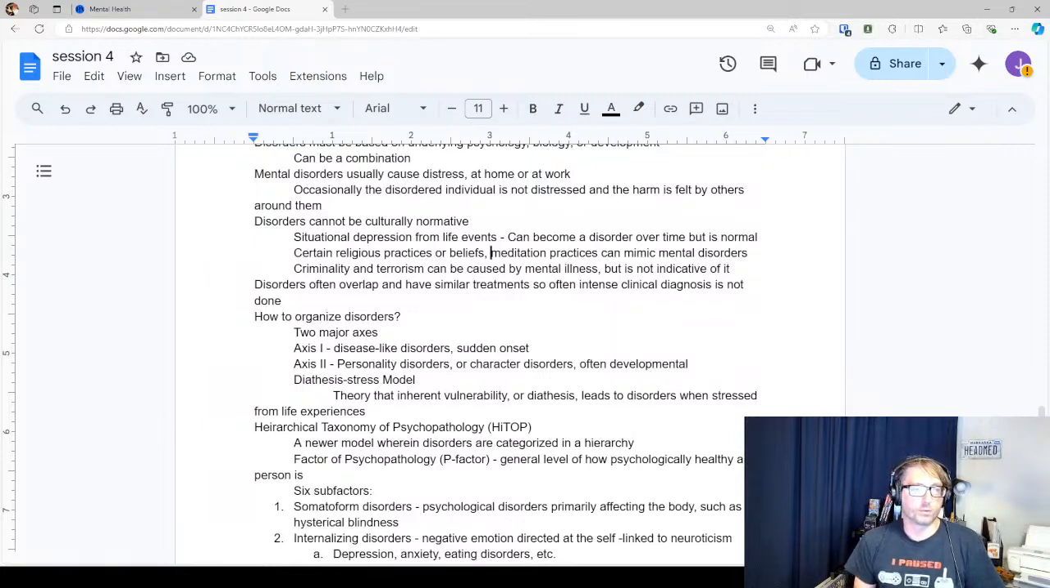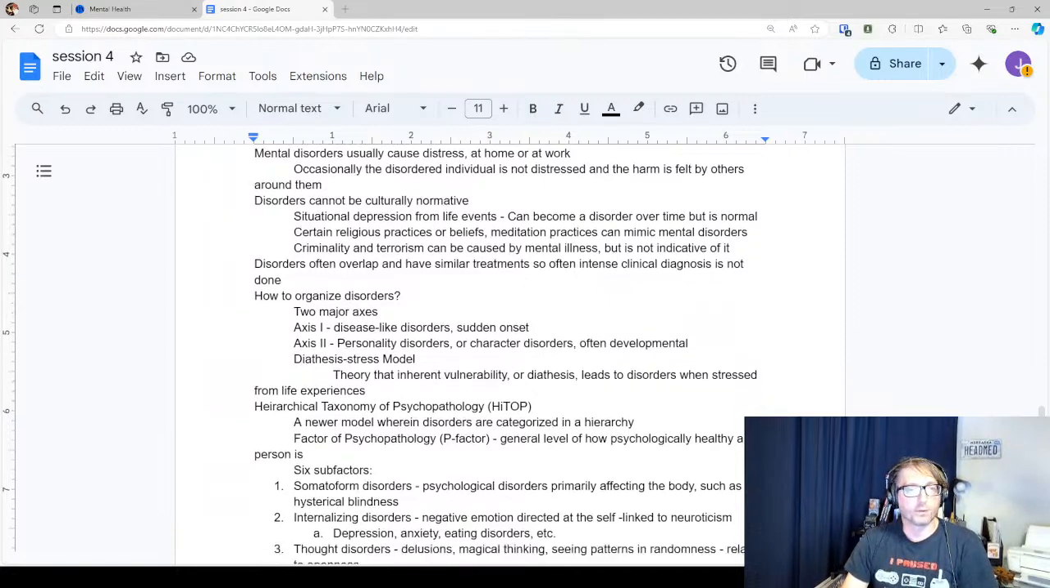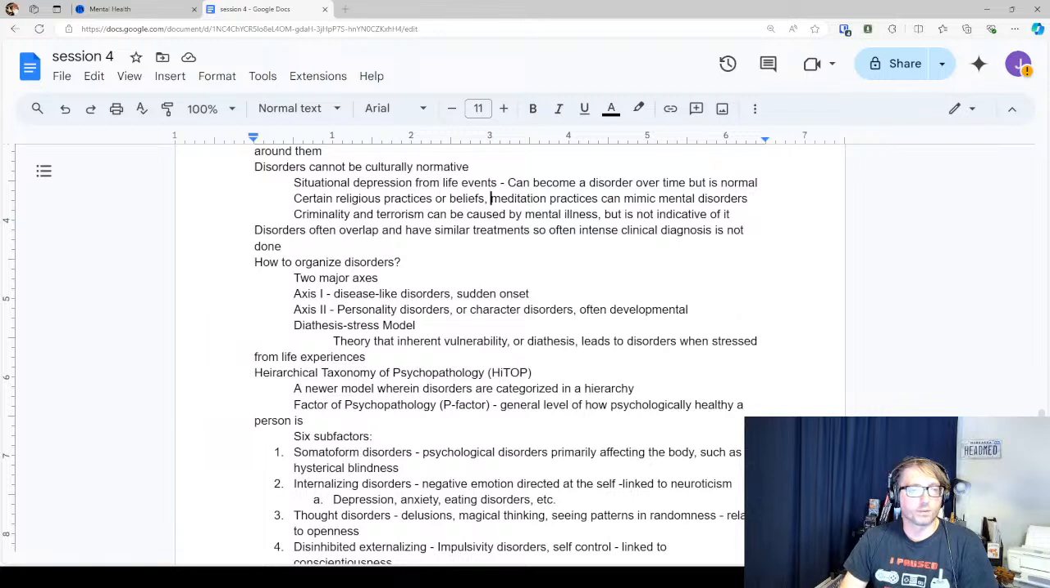And then we have disorders that can overlap, but they have similar treatments. So often clinical diagnosis is not necessarily done. Sometimes they can be pretty loose with how they diagnose things. I guess it's kind of interesting because I don't remember him mentioning ADHD in this at all. I wonder if he had anything to say about that. I think that those overlap, and it can be treated as depression, it can be treated as anxiety, but I don't know. I think that sometimes they're too loose with diagnosing, but it's hard to say.